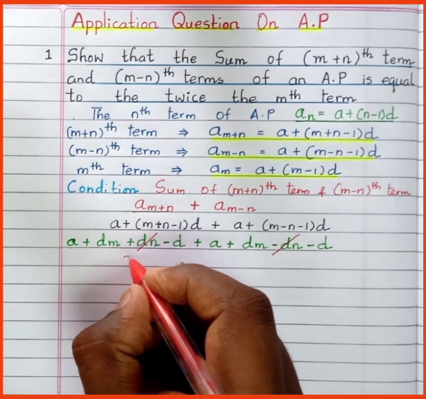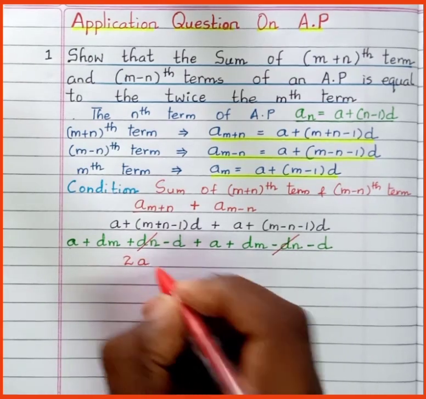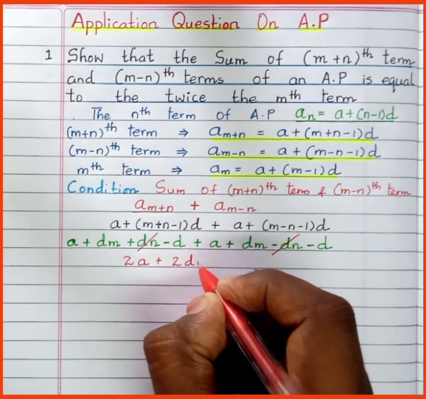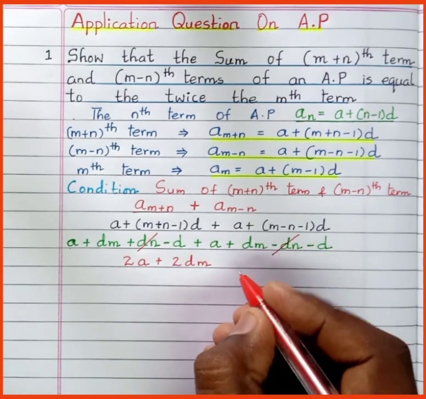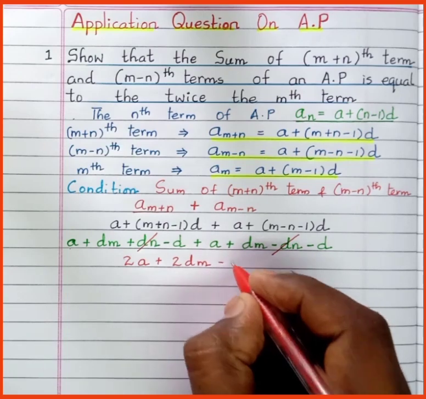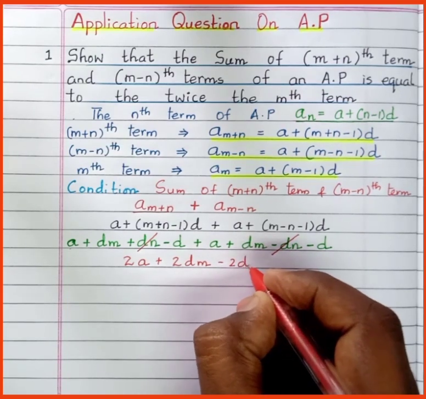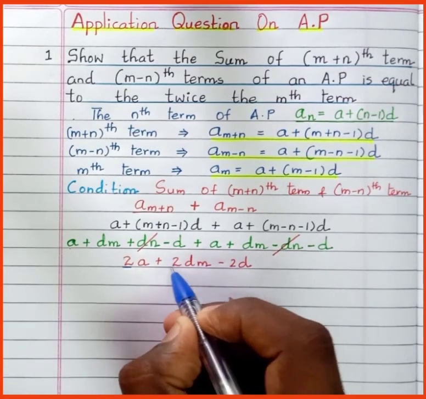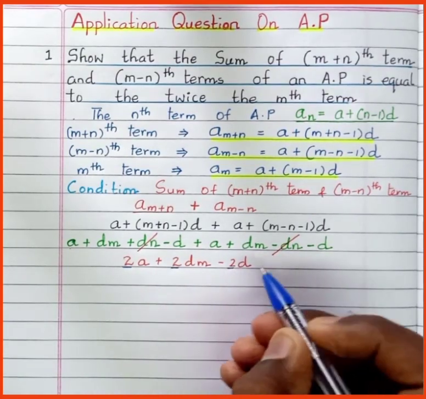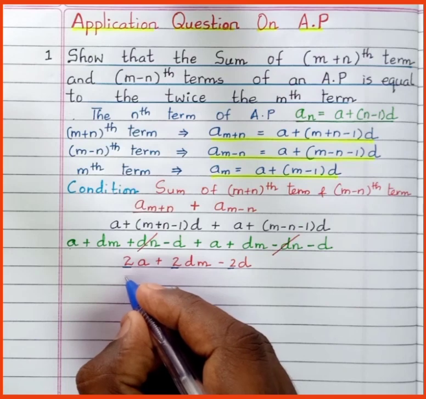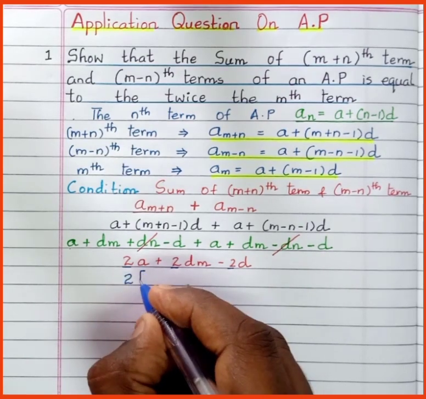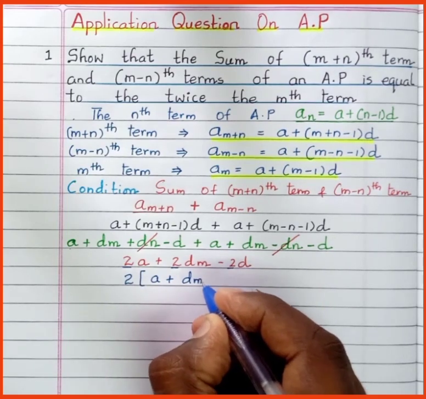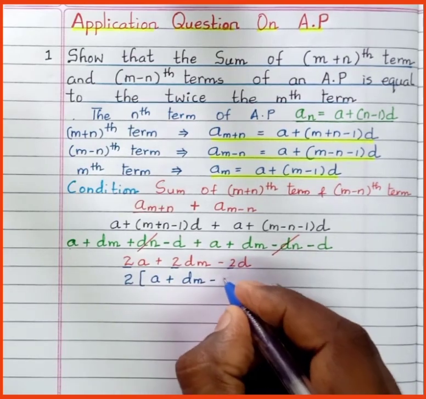Now, add a plus a, that is 2a. In the same way, dm plus dm is 2dm, and minus d, we get minus 2 times d. If you observe, 2 is a common term, take 2 out. Take 2 as a common factor, we get a plus dm minus d.